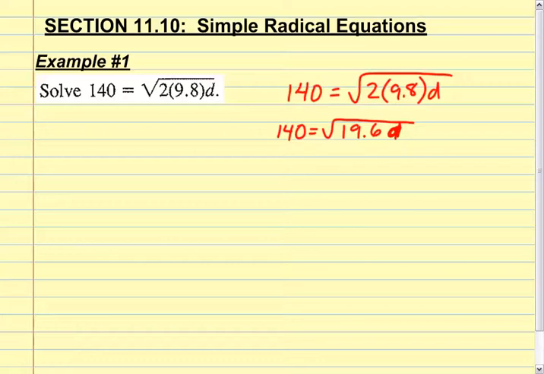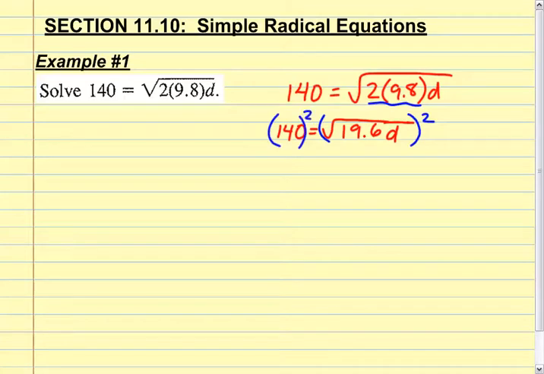Okay, that looks pretty messy. Let me see if I can fix that. d. All right, that's better. Now, once I've multiplied these two, I've simplified everything under the square root sign, the square root sign. It's by itself. So I'm going to square this side, and I'm going to square this side.